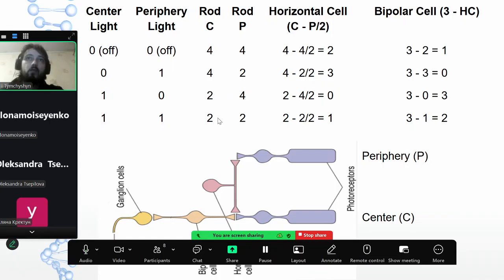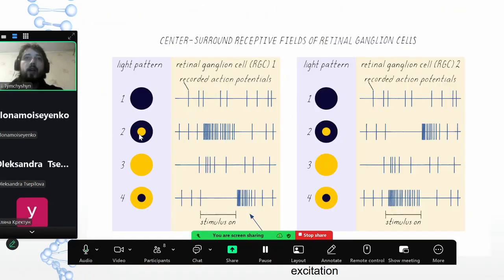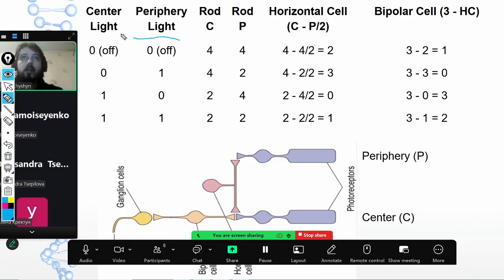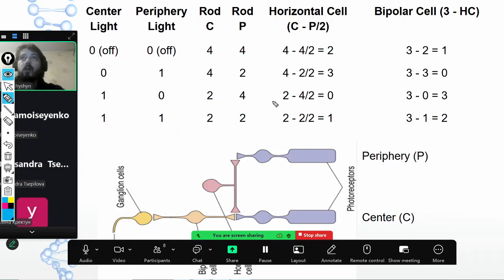So all four possible cases: when you have no light in the center, when you have light in the center and dark surroundings, and so on and so forth. These are basically these four cases, and here we have them. So everything is dark, and everything is lit, and so on. So here they are.